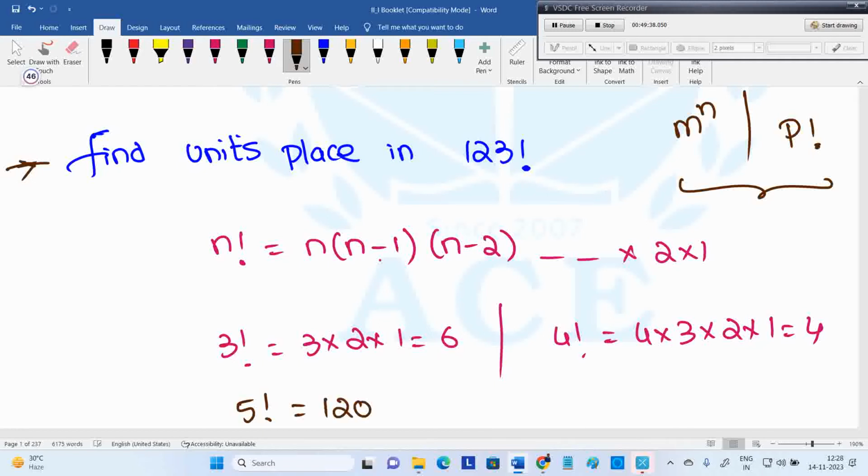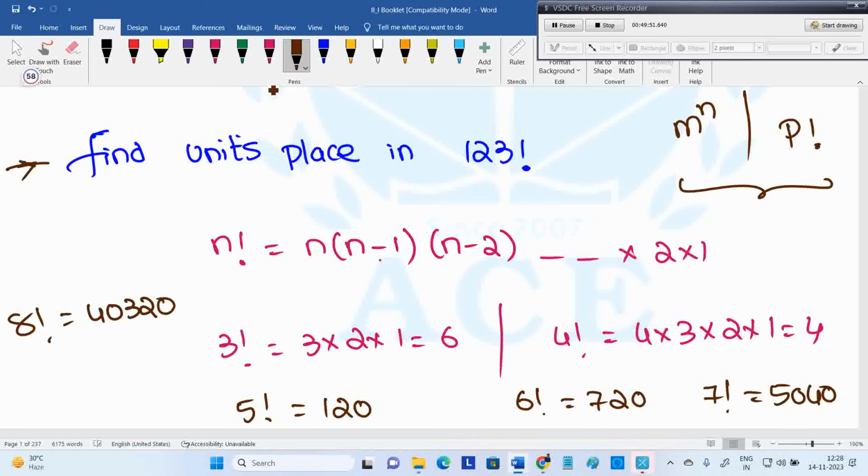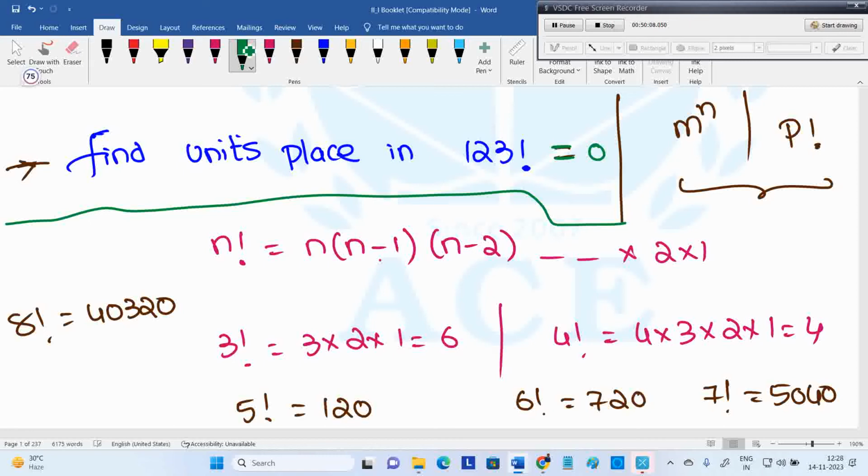5 factorial is 120, 6 factorial is 720, 7 factorial is 5040, 8 factorial is 40,320. So after 5 factorial, everything ends with 0 only. So for this question, the answer is simply 0. The units place in 123 factorial is nothing but 0. Greater than or equal to 5 factorial, whether it is 5 or above that, all end with 0 only.